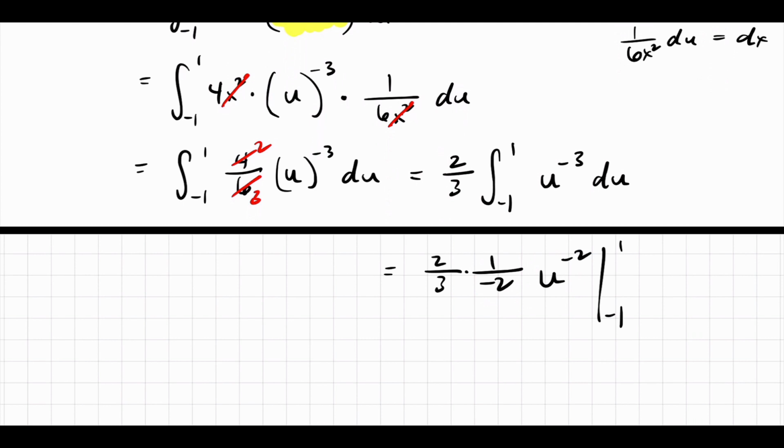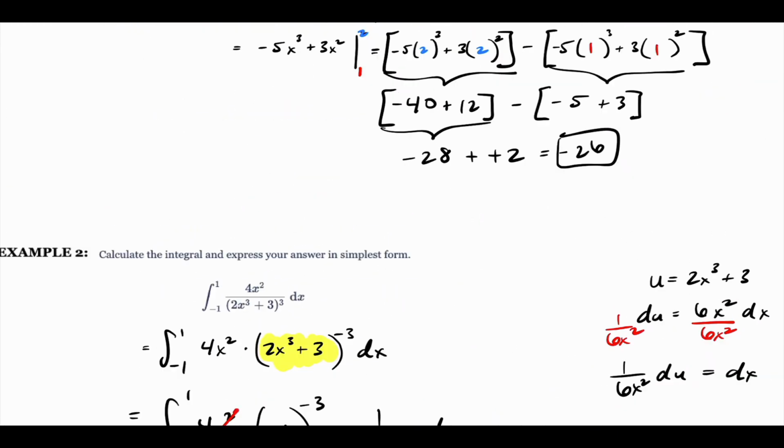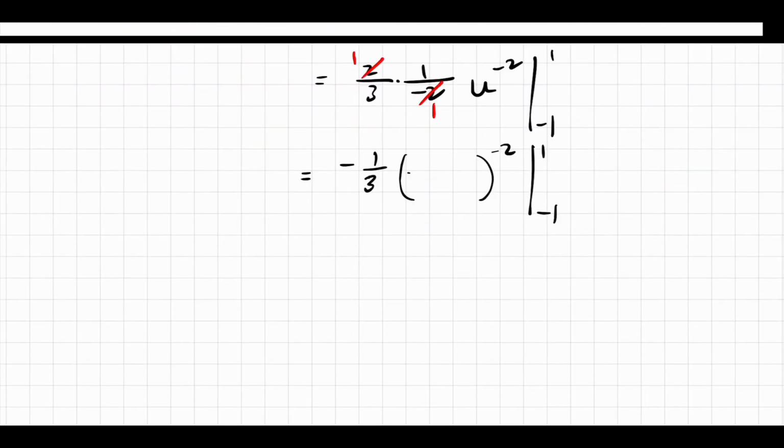Okay. Fractions will reduce. Move in back what was there before. So I get -1/6 u to the -2. And then I have to evaluate it from 1 to -1. 1/3, yes. Yep, -1/3. Okay. Put back what u was. U was 2x cubed plus 3.